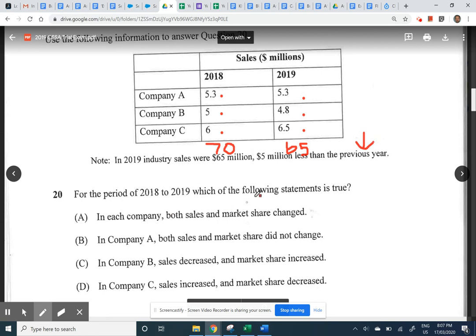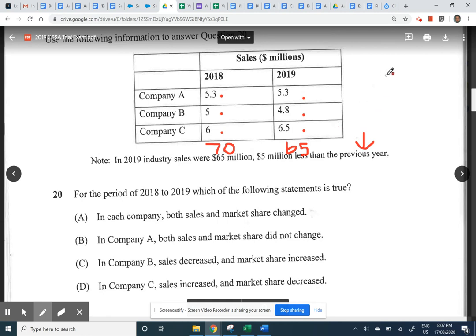The next thing I want you to do is to compare sales, which are these figures, from one year to the other. So if I look at company A, sales were the same from one year to the other in dollar terms. Company B, sales reduced, and company C, sales increased. So we can make some assumptions there.